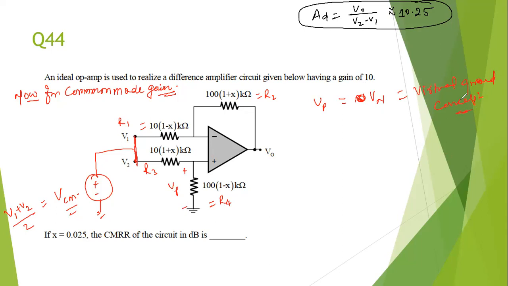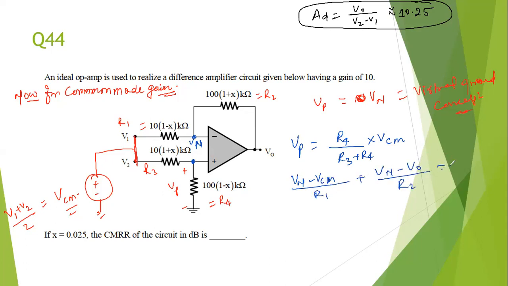So the node potential Vn becomes Vp. Let's say this potential is Vn and this is Vp. So Vp equal to Vn. Now I'm going to write the value of Vp. Vp is R4 upon R3 plus R4 into VCM. Now apply the KCL here. So Vn minus VCM upon R1 plus Vn minus V0 upon R2 equal to 0.